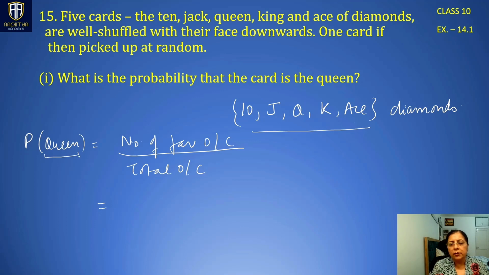Here it is asking the probability, number of favorable outcomes. How many queens are there? What is the probability that the card is queen? How many queens are there? We have only 1 queen here. So number of favorable outcomes is 1. And total outcomes is, we have 5 cards in all. The probability of drawing a queen out of those 5 cards is 1 by 5.